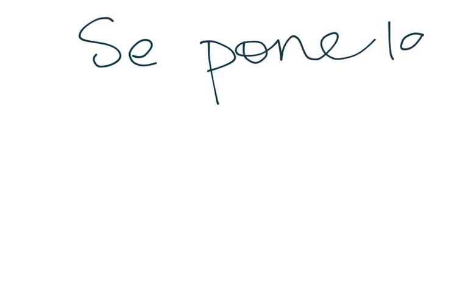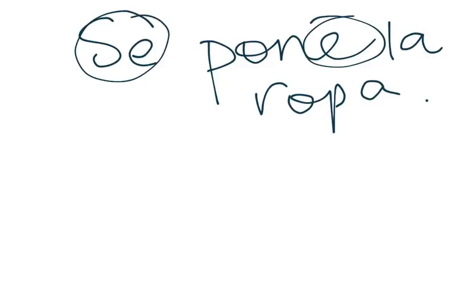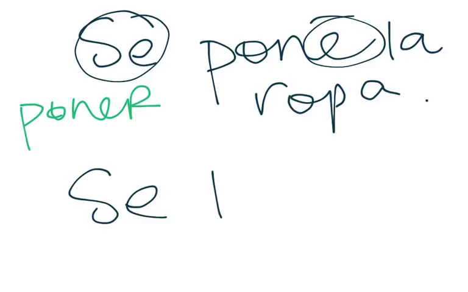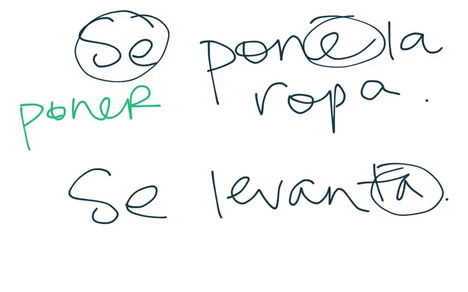So, for example, se pone la ropa, as he or she puts on clothes. We've got our se, we're ending in a vowel here. It's an E because originally it was poner. And we've got se levanta, he or she gets up. We've got our se, because it's he or she.